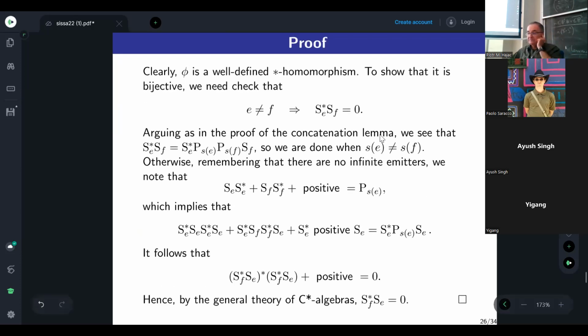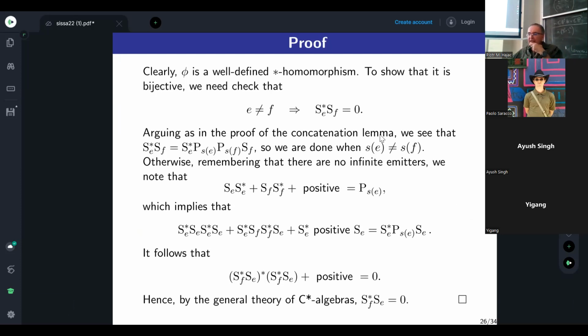So here's a proof, and it's actually nice, I believe. As we discussed, phi is clearly a well-defined star homomorphism. To show that it's bijective, we need to prove this property: if I have two different edges, E and F, then SE star times SF is 0. That's what we have to prove.